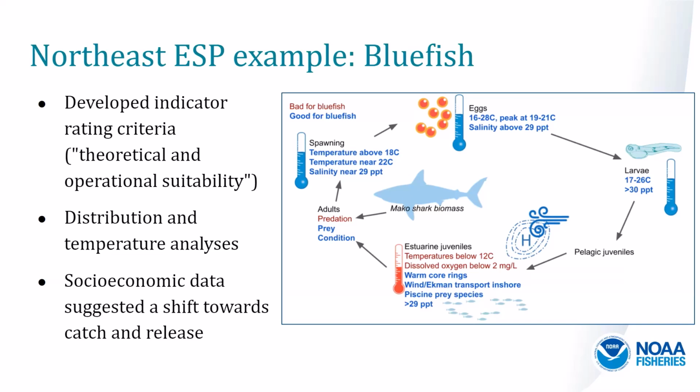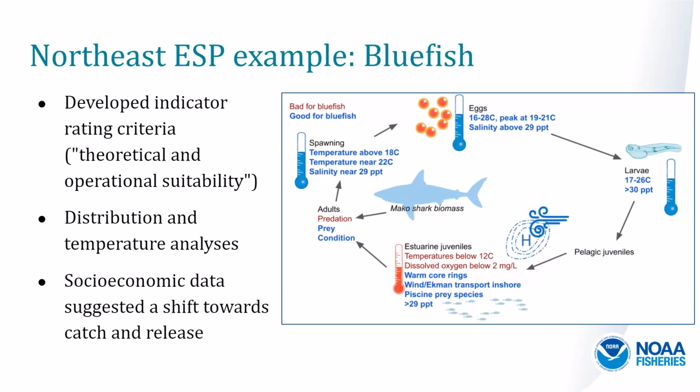So the analyses that we conducted as part of the ESP generally supported fishery industry reports of bluefish moving offshore and northward. We also assessed temperature data and found that current temperatures are mostly within bluefish's optimal range, although in some areas they're approaching the top of that range. So eventually there could be some temperatures that are unfavorably warm for bluefish.